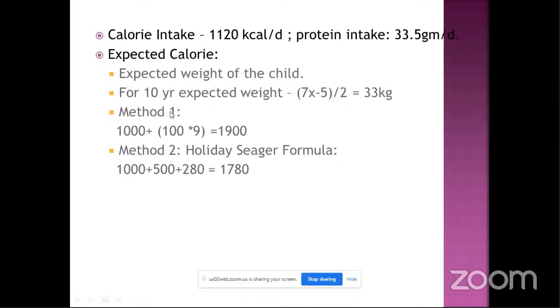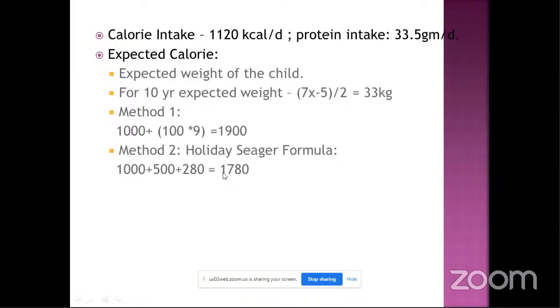only. So by the first method, as I already explained, the expected calorie will be 1000 plus 100 into 9, which is around 1900. For the second method, the Holliday-Segar formula, I'm using 1000 for the first 10 kg, then for 10 to 20, I'm taking 50 kilocalorie per kg increase in weight, which is around 500, and then after 20, we are having 20 kilocalorie per kg increase. So that will cost around 280. So completely 1780 kilocalorie.